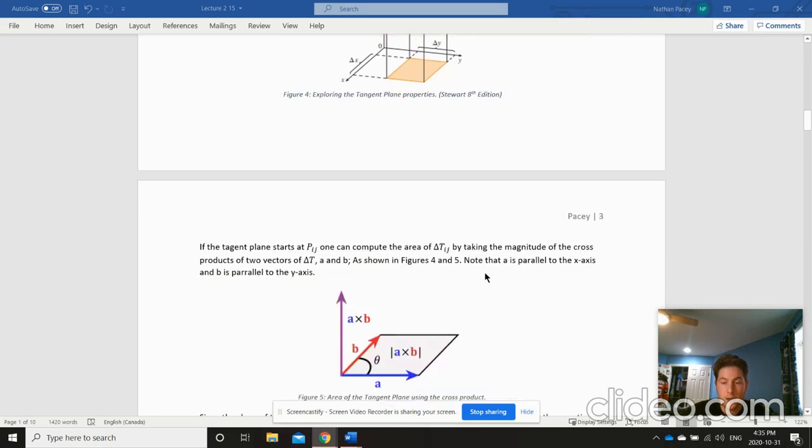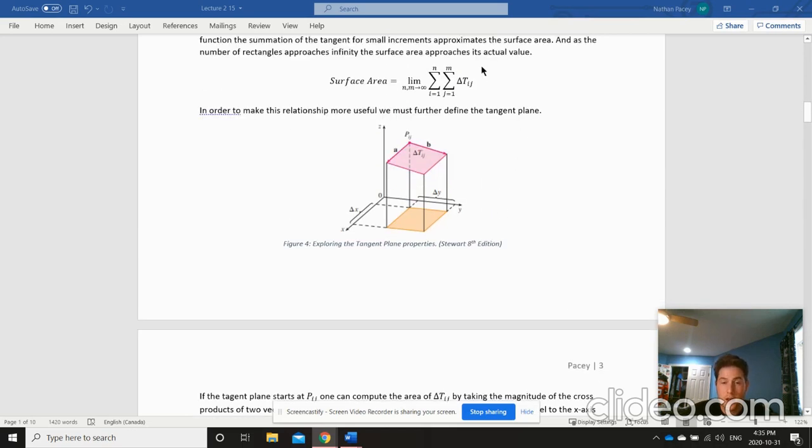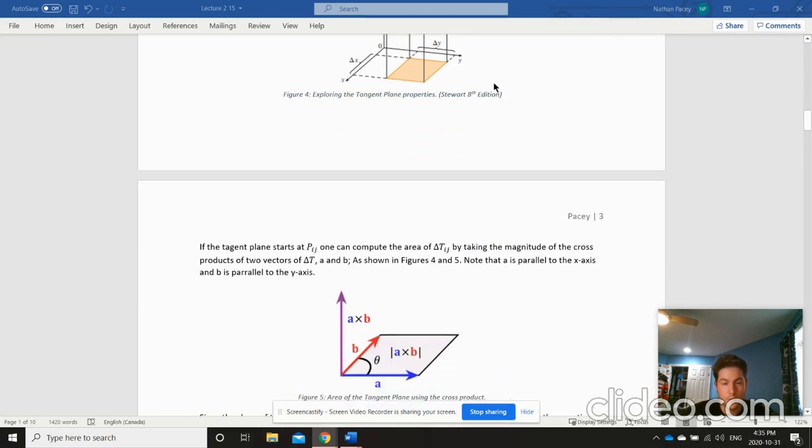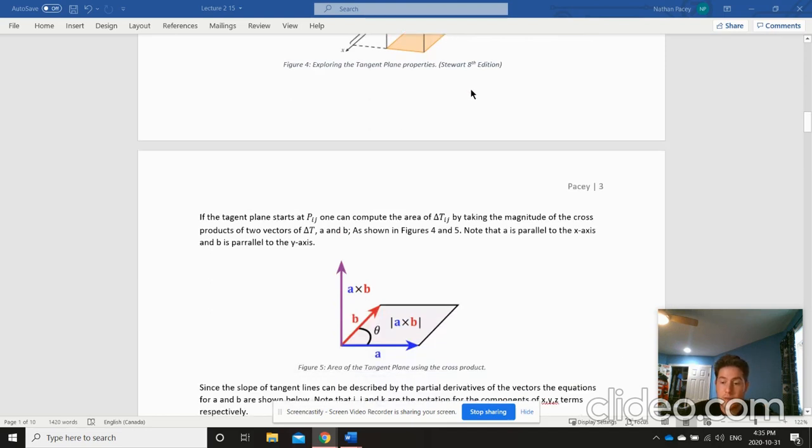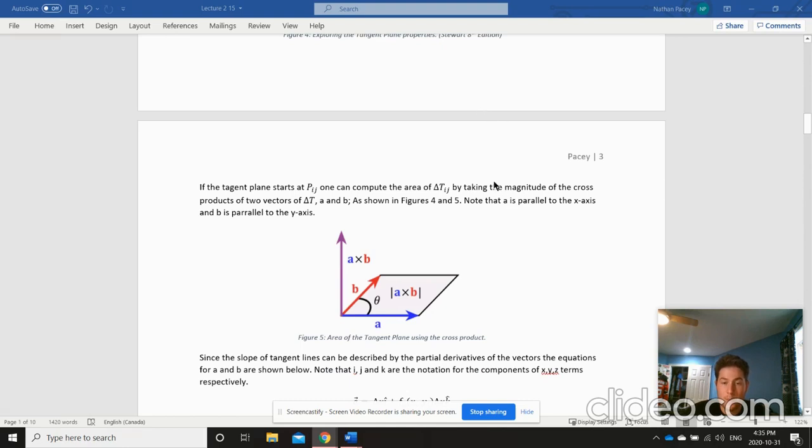So let's take a look, because we have to further define this tangent plane in order to get a value, because we want to eventually get a value for the surface area. So using the properties of a and b, we know that the magnitude of their cross product will equal the area of delta T.